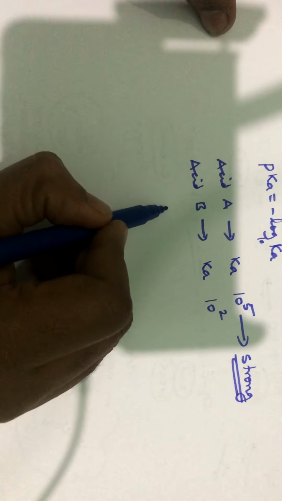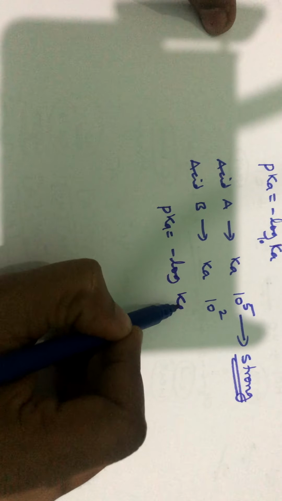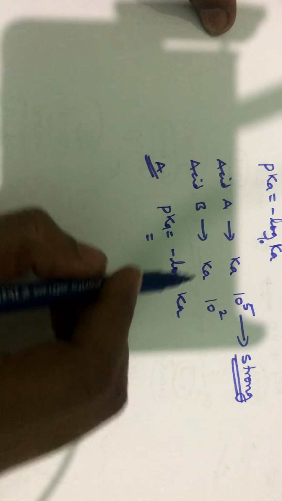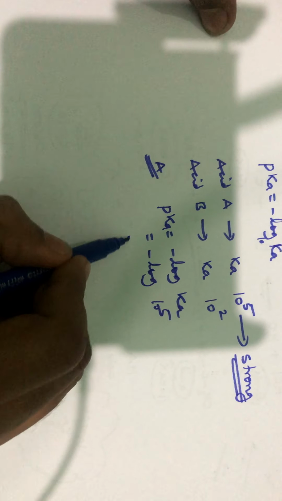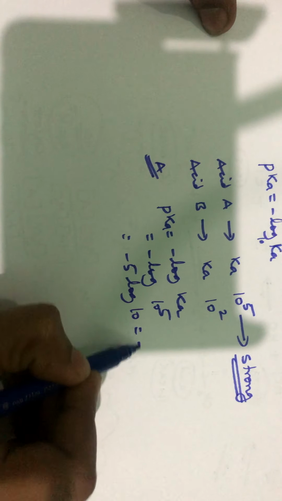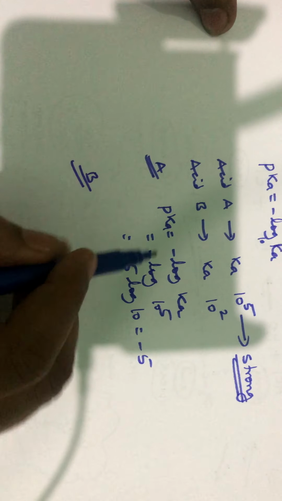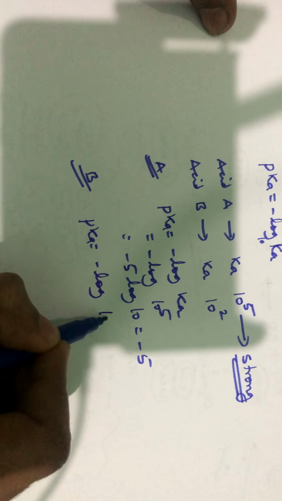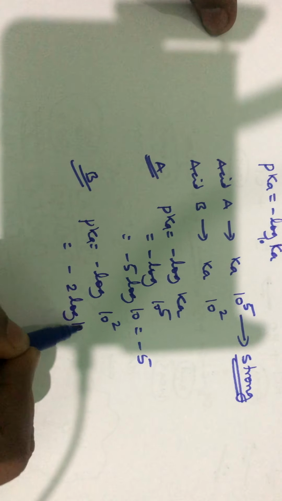Now I will take the pKa value. pKa is minus log of Ka. So for acid A, minus log of 10 to the power 5, which is minus 5 log 10. What is log 10? Log 10 is 1, so it will be minus 5. For acid B, pKa is minus log of 10 to the power 2, minus 2 log 10. What is log 10? Log 10 is 1.